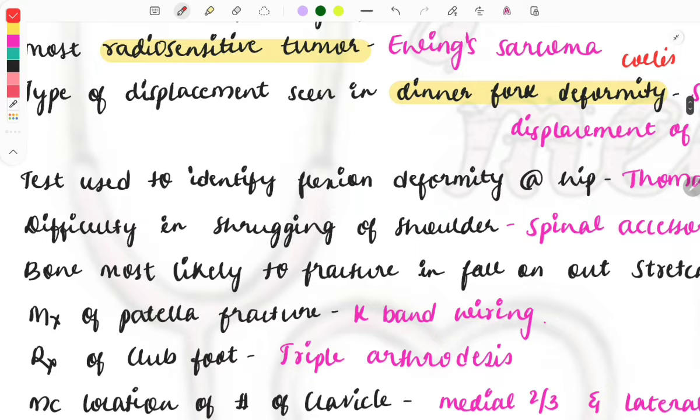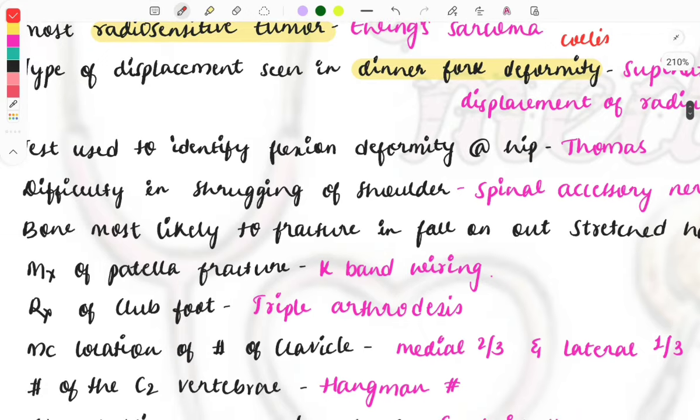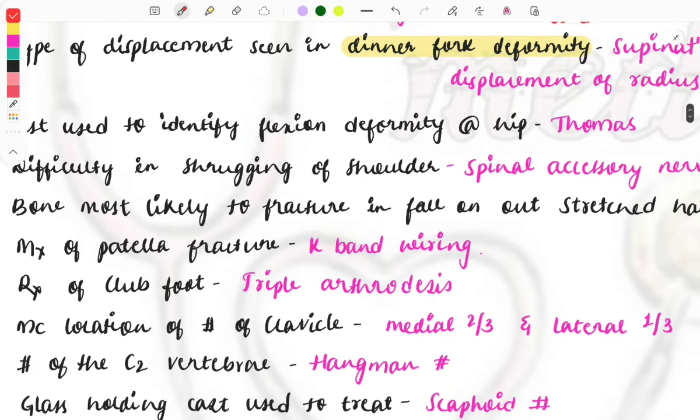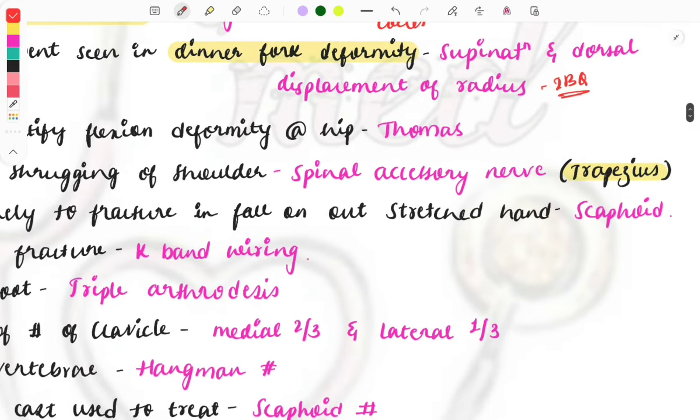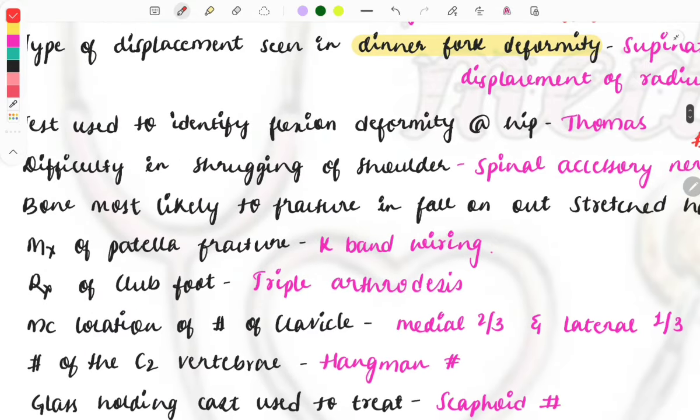Then the test used to identify flexion deformity of the hip joint is the Thomas test. Then difficulty in shrugging of the shoulder is seen when there is spinal accessory nerve injury, and that nerve supplies the trapezius muscle. So whenever there is injury or damage to it, you can see that the patient has difficulty in shrugging the shoulder. Then for nerve injuries, I have already made and uploaded a complete video on YouTube, so do watch that video as well.